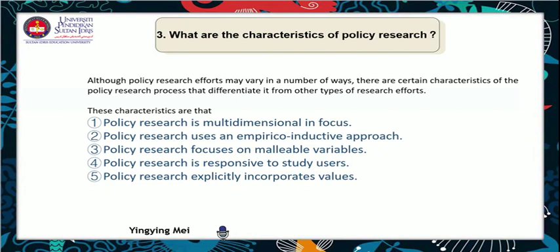Policy research begins with a social problem and attempts empirically to induce concepts and causal theories as the study of the social problem progresses. Third, policy research focuses on malleable variables. Malleable variables are those aspects of social problems that are easily affected and intervened. Fourth, policy research is responsive to study users. Fifth, it explicitly incorporates values.